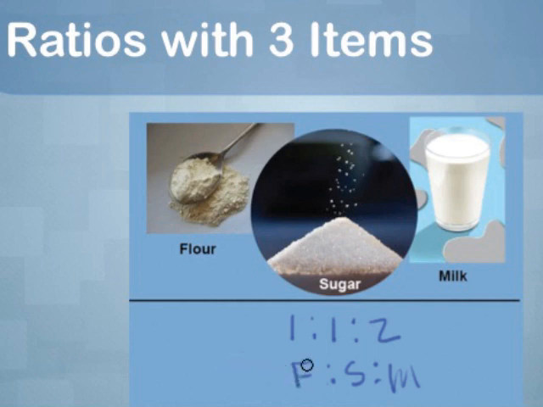For every 1 cup of flour, you would use 1 cup of sugar and 2 cups of milk. If you were using this recipe to make enough for a large number of people, you would use more flour, sugar, and milk, but the ratio of these ingredients would need to be kept in the 1 to 1 to 2 ratio in order to follow the recipe properly.